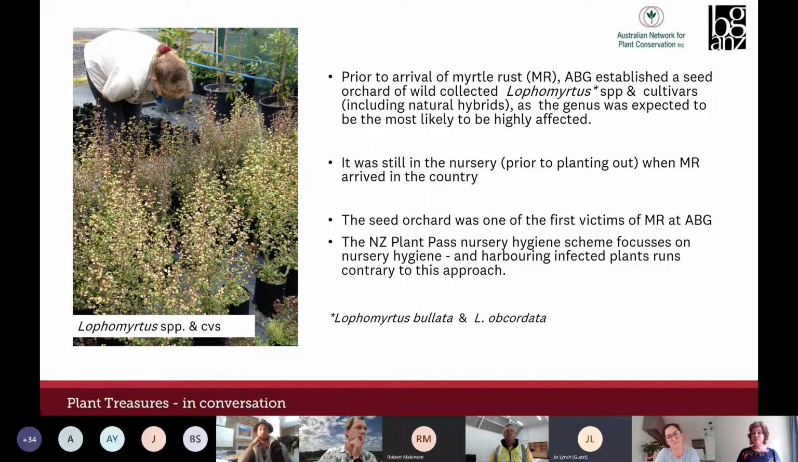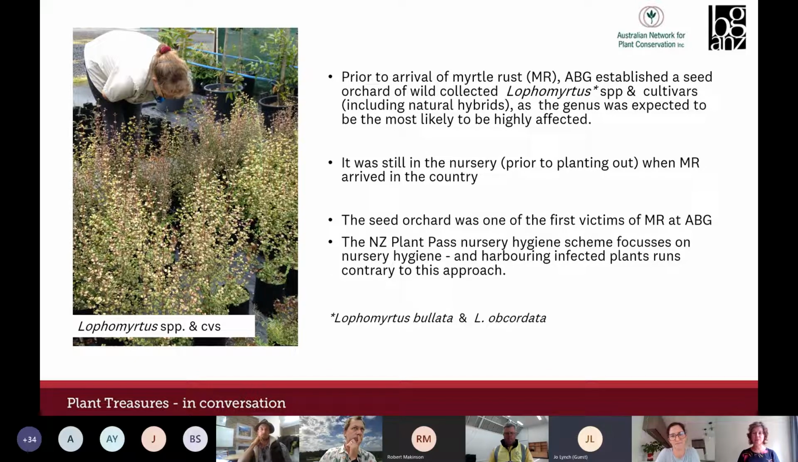We were members of the New Zealand Plant Pass scheme, in fact, some of the first members in New Zealand. And the nursery hygiene scheme really focuses on not harbouring disease hosts in your nursery. So having even the presence of this ran really contrary to this approach. So it seemed like a good idea at the time, but on reflection, we really hadn't thought it through.